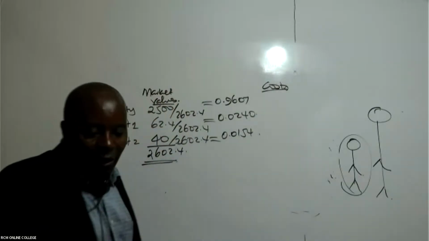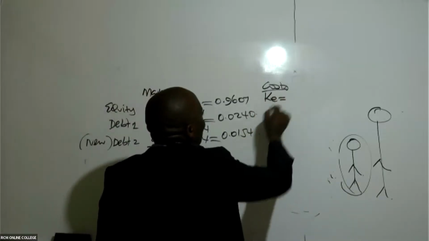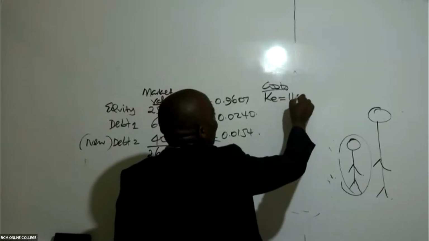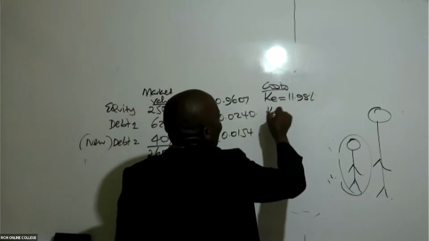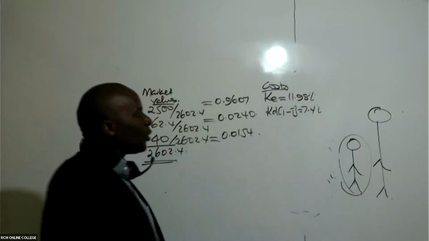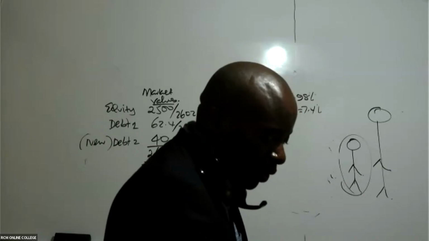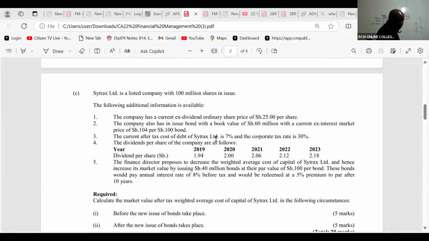How about the costs? Are you able to give me the cost of equity? Are you able to remind Mwalimu the cost of equity you guys had gotten up there? If I remember very well, this was 11.98%. We had KD after tax. Was this 7.4%? Or was it just 7? KD for the old debt was given in the question. The current after tax cost of debt is 7%. And remember, this is after tax.